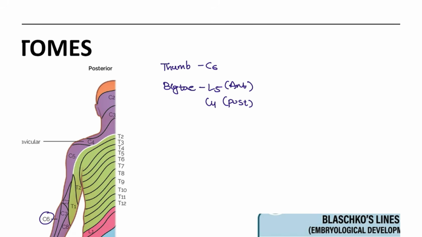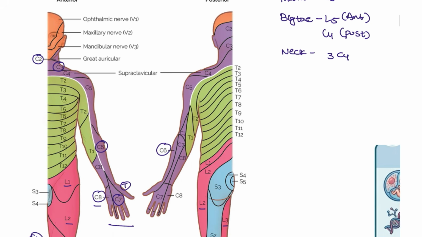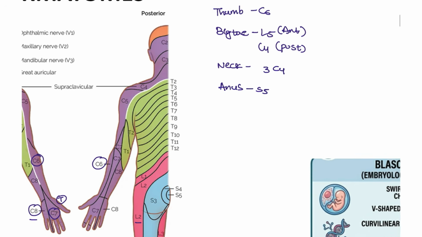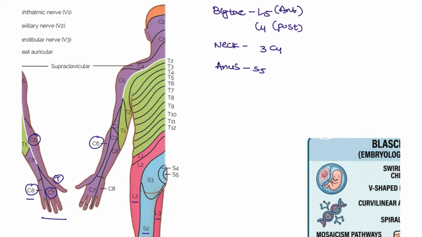Next, coming to the neck region, which is supplied anteriorly by C3 and C4, right? C3 and C4 will supply it. Next, coming to the anus, the anus will be supplied by the S5 dermatome. And the nerve supply of the whole hand, like there are fingers, right? So first, second, third, fourth, and the fifth.